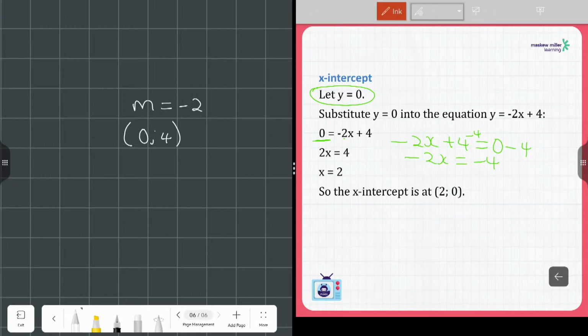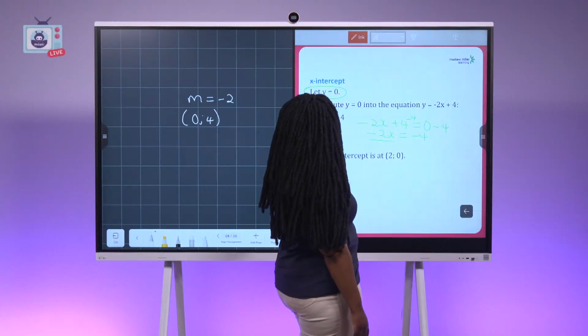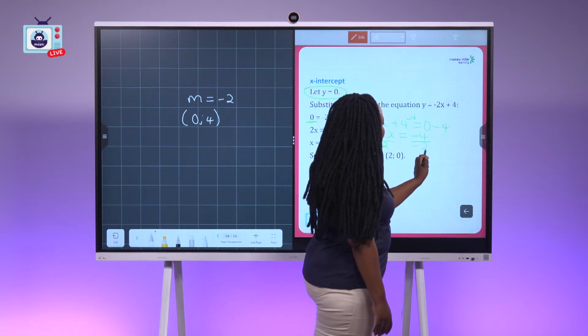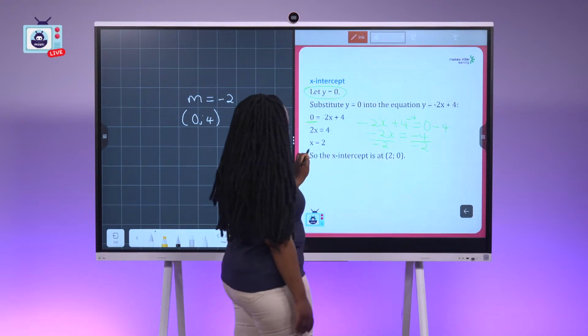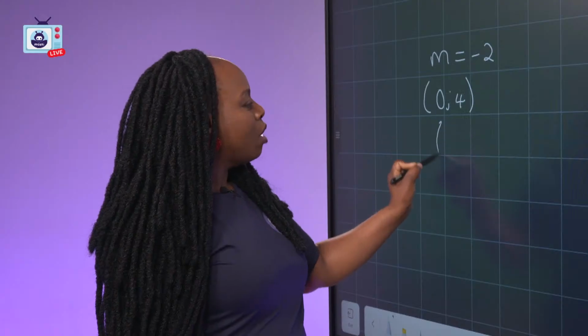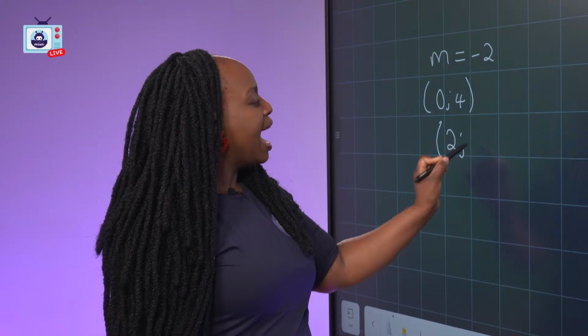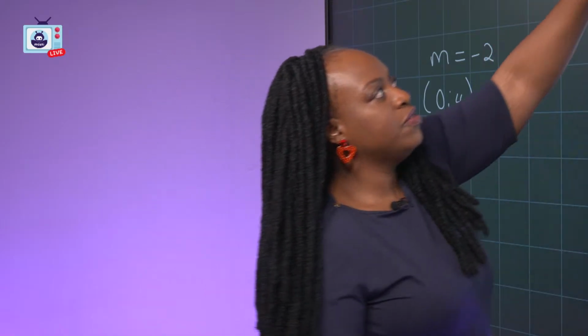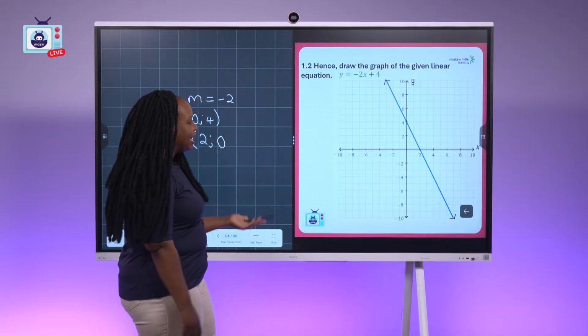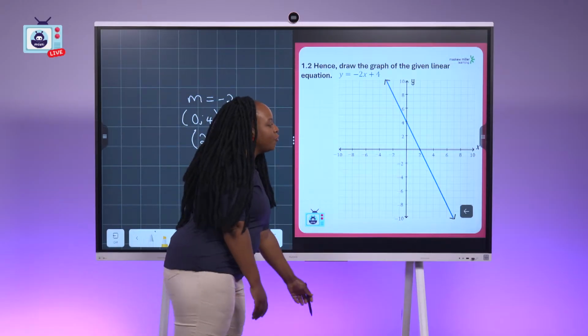As soon as we have that, we will divide both sides. Here they started by dividing by a negative, but we can just divide by -2 on both sides. And that will give us x equals 2. Then we have our coordinate as (2, 0). When you have that, you can use those two points to draw your graph. Voila! That is how your graph will look.